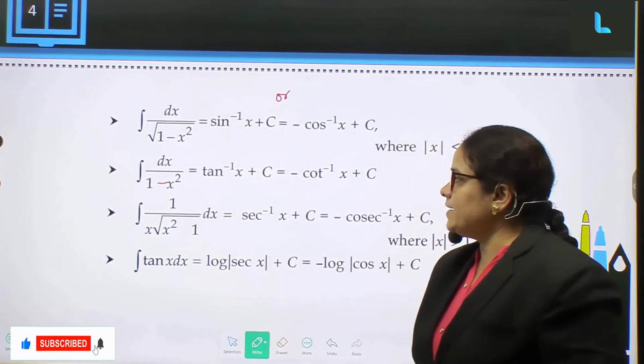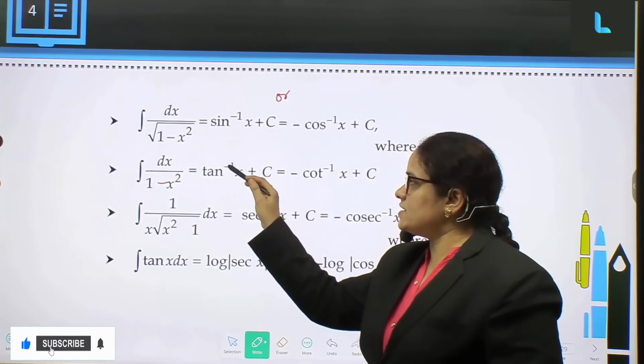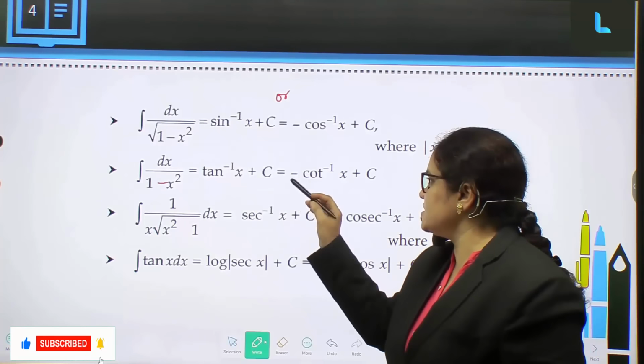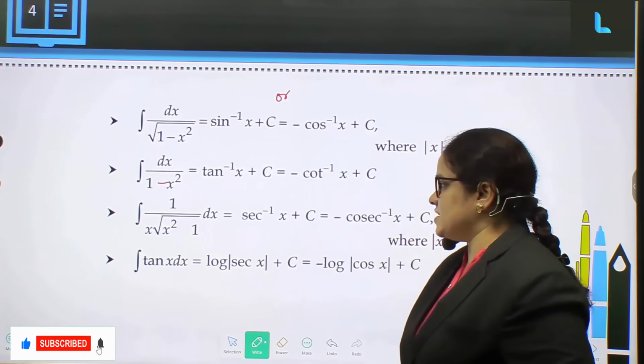Next, dx by 1 plus x^2. Integral 1 by 1 plus x^2 dx value is tan inverse x plus c, that equals minus cot inverse x plus c.